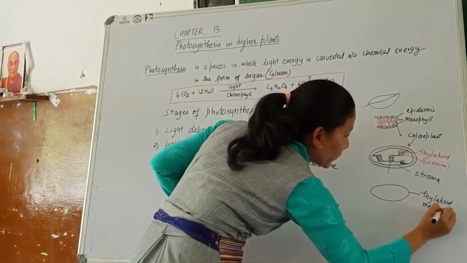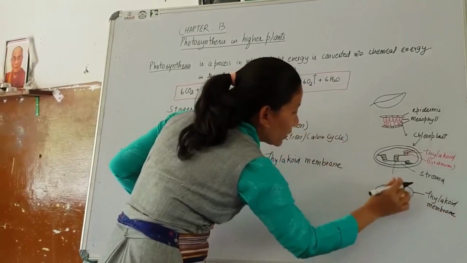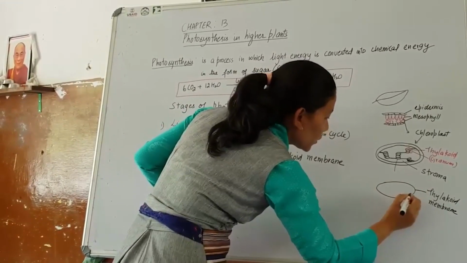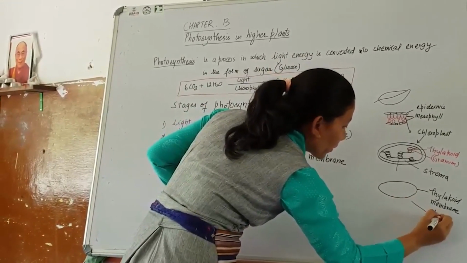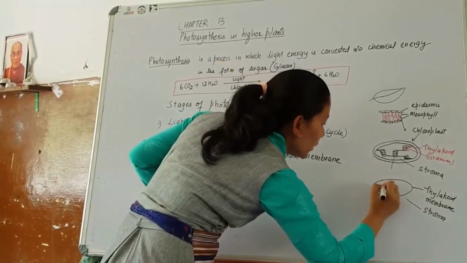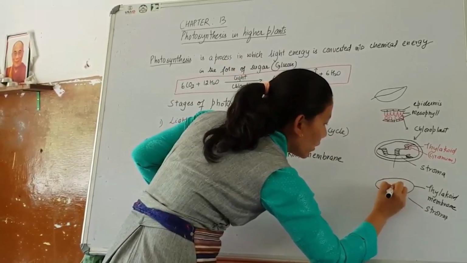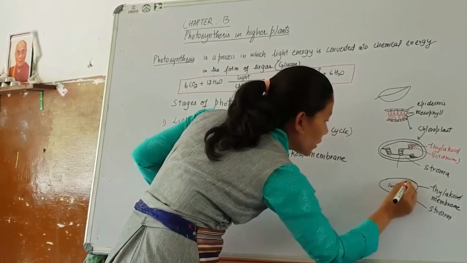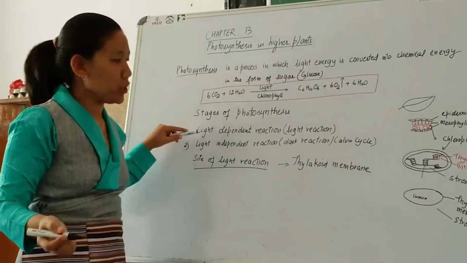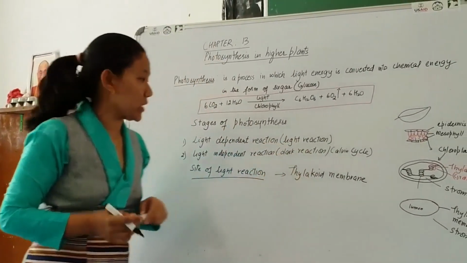Thylakoid membrane, and this outside represents the stroma here. This is a stroma, and the inner cavity you can find is the lumen. So it is on this thylakoid membrane the light dependent reaction or the light reaction takes place.